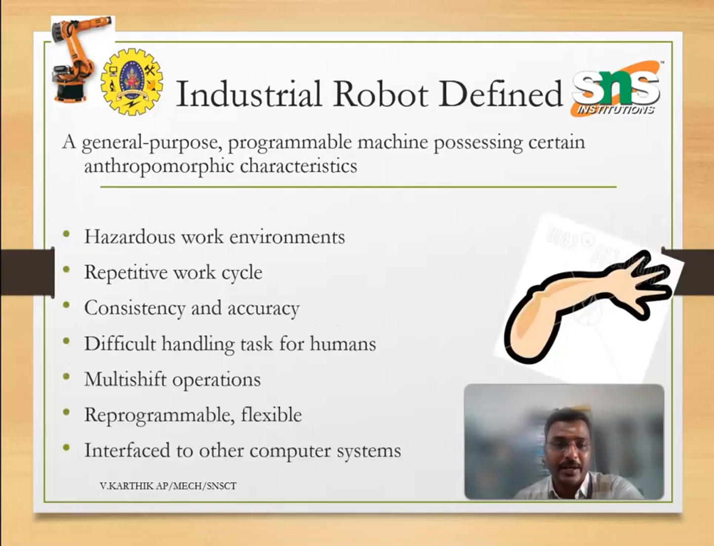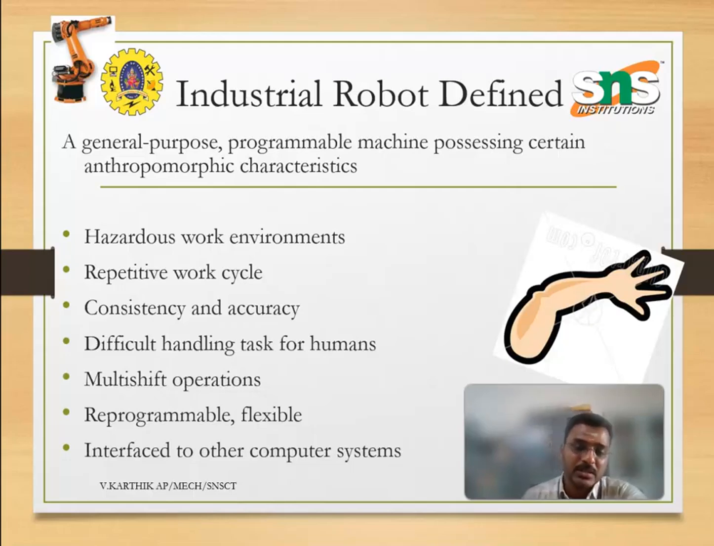Industrial robot defined. The definition: an industrial robot is defined as a general purpose programmable machine possessing certain anthropomorphic characteristics, used where humans will not work. Some of the places where we use the industrial robot are hazardous work environments, repetitive work cycles, consistency and accuracy, difficult handling tasks for humans, thermal areas, handling the machines, and multi-shift operations.